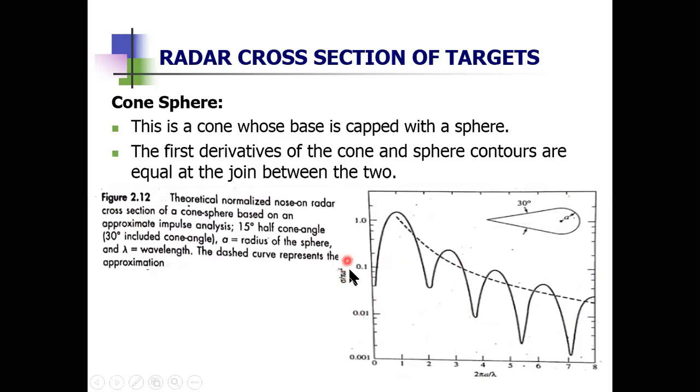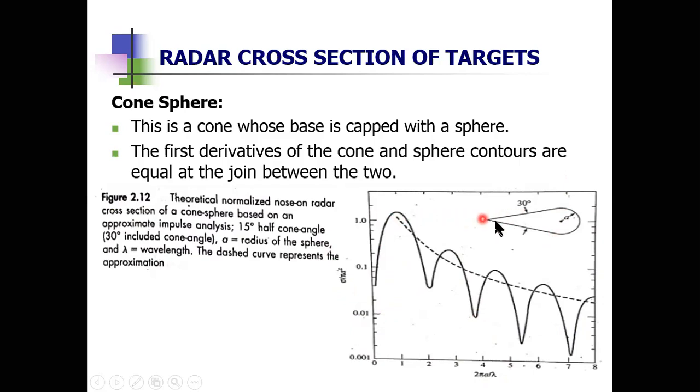So this is the same x-axis and y-axis: sigma by pi a square on the y-axis and 2 pi by lambda on the x-axis. But the graph is different for a cone sphere. Now, the cross section of the cone sphere can be very low on the nose on. So we have two things. One is nose on aspect. Nose on aspect is this side.